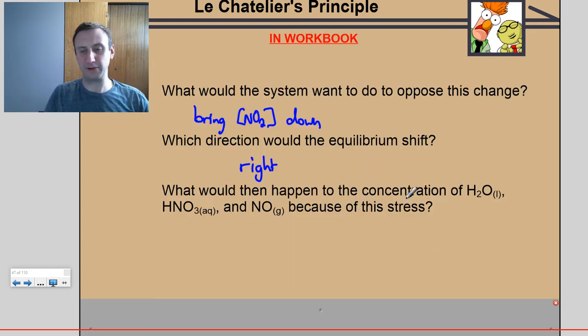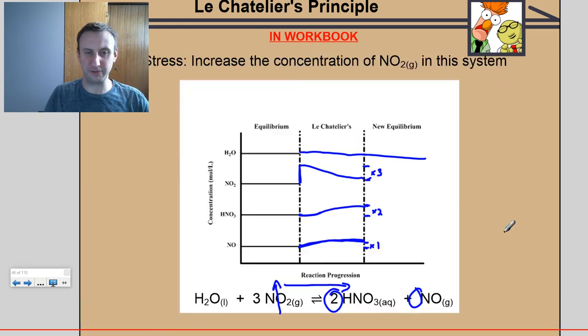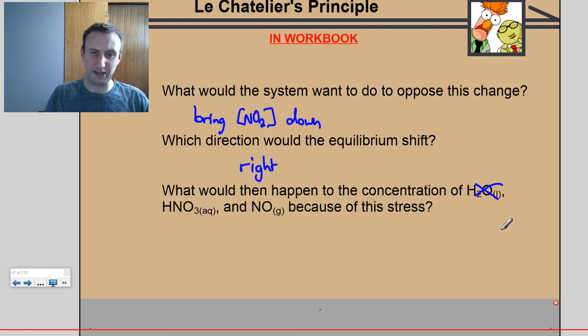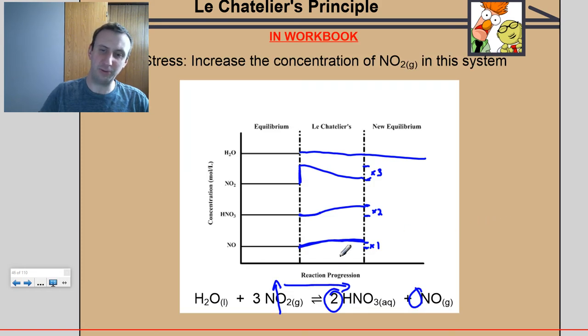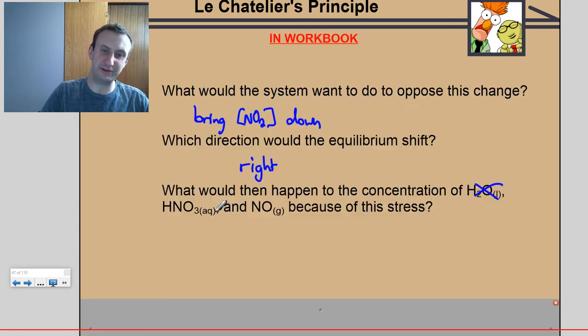What would then happen to the concentration of H2O, HNO3, and NO gas because of the stress? I don't like discussing H2O because it's a liquid. It would not be included in the equilibrium expression. So we're just going to say no to that entirely. For HNO3 and NO, those are both going to increase as I shift to the right. So this is going to go up, and this is going to go up as well.